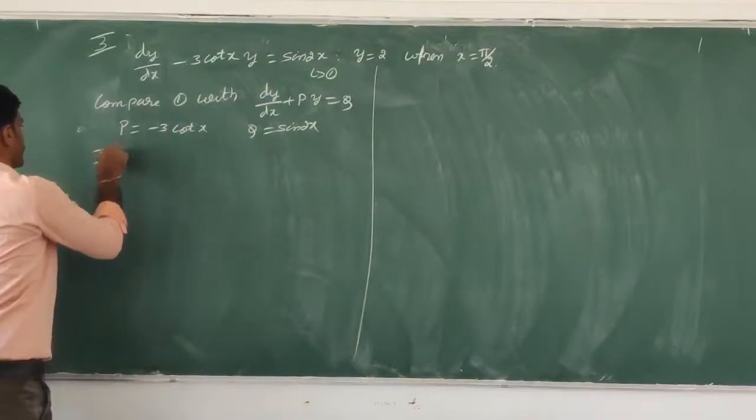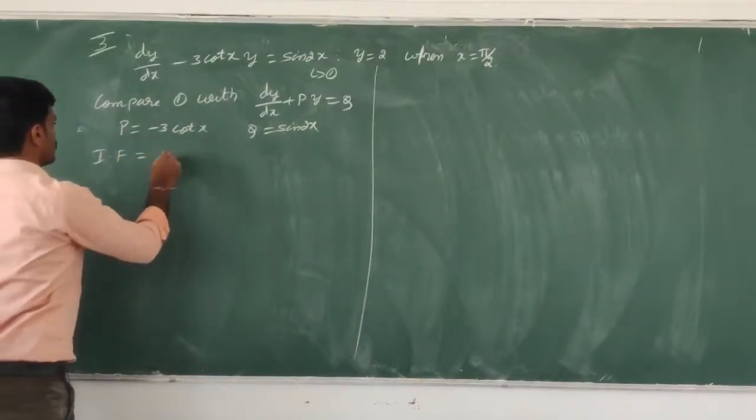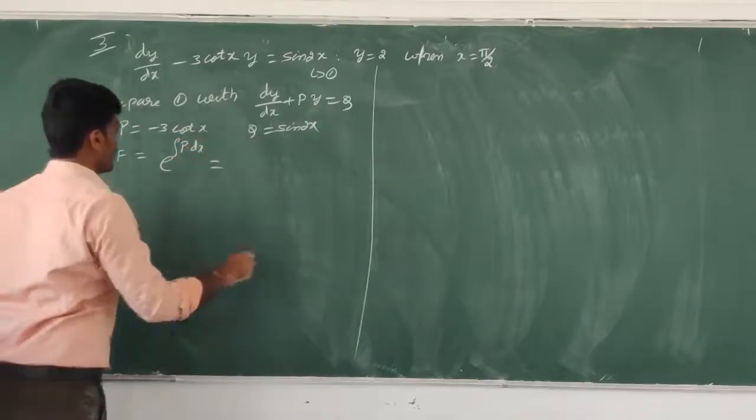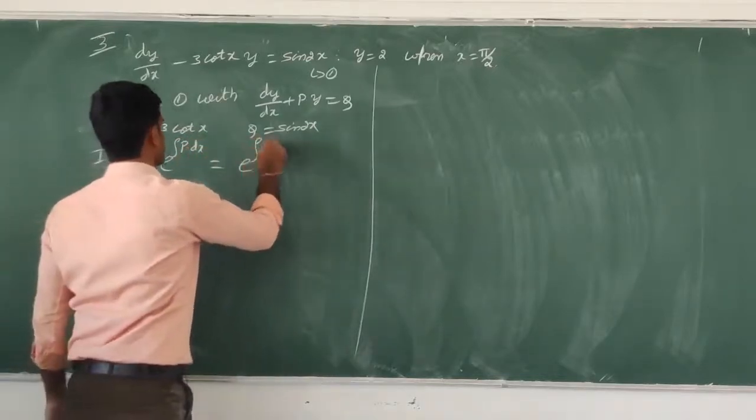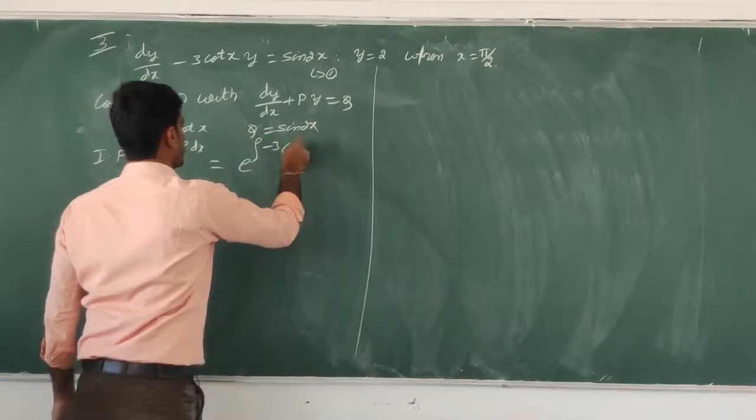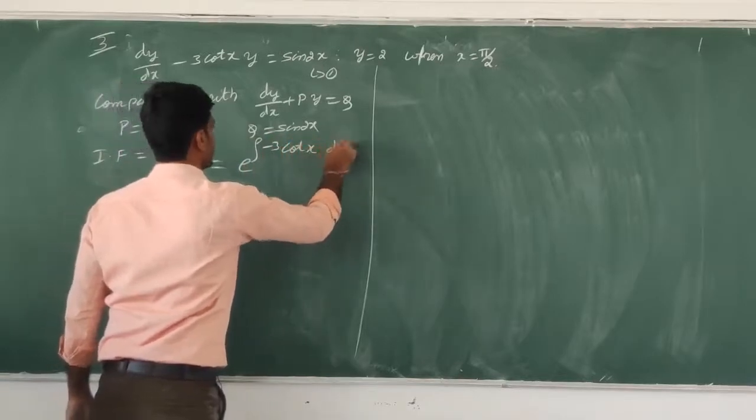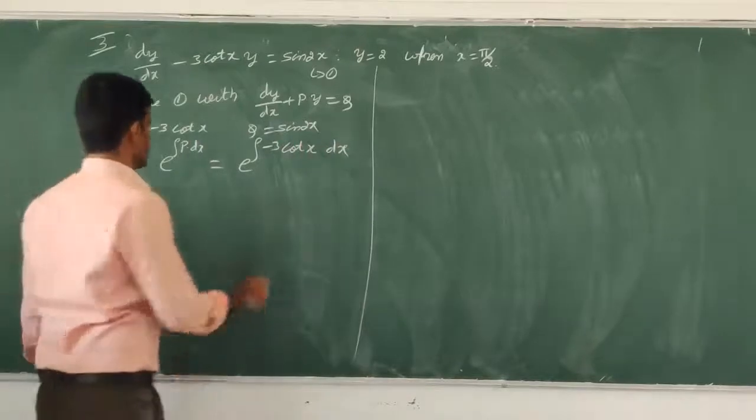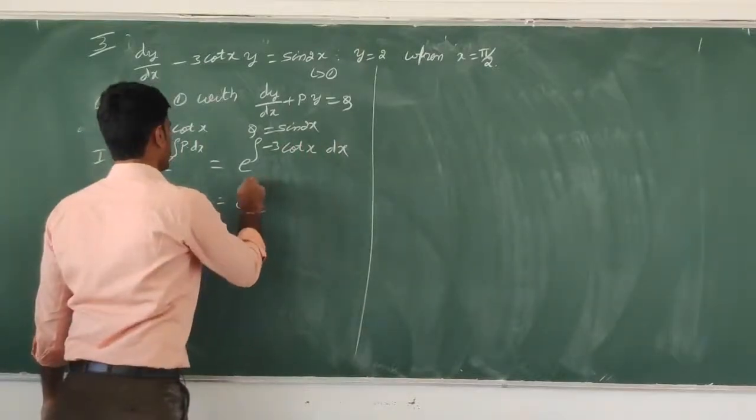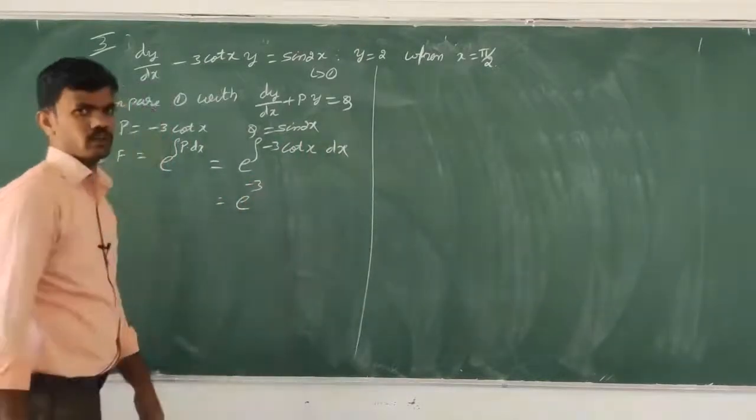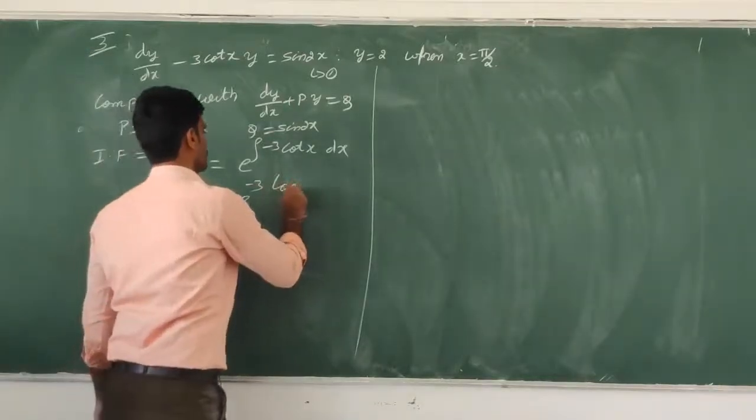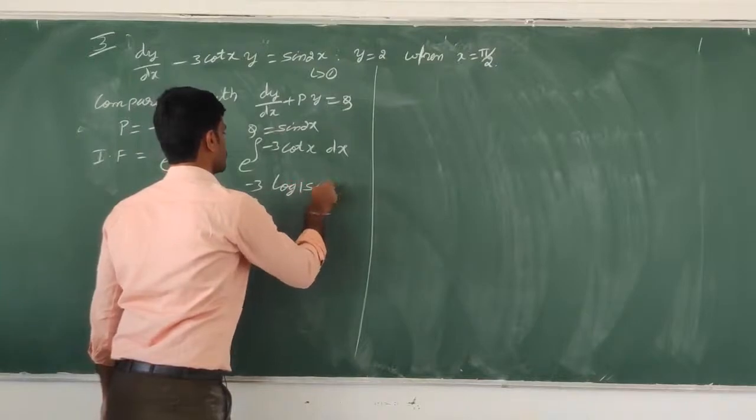So by using the formula, integration factor is equal to e to the power integration of p into dx. Substitute the value of p here: e to the power integration of minus 3 cot x into dx. So that is equal to e to the power minus 3, taking the constant coefficient outside the integration. Integration of cot x is log of mod sin x.